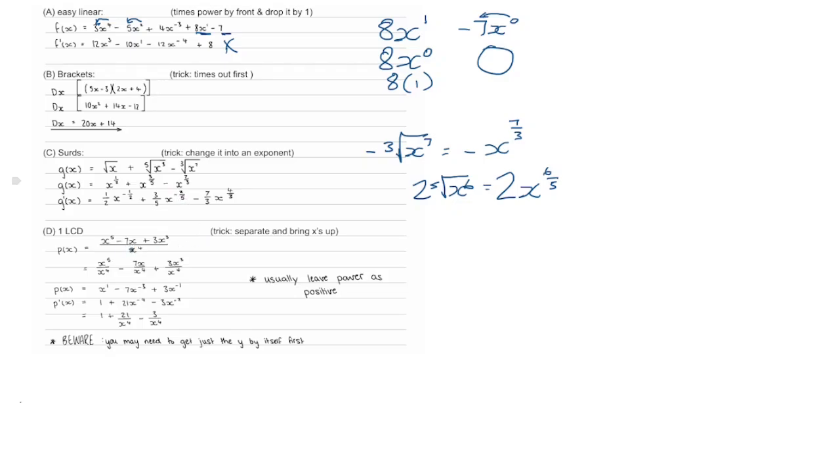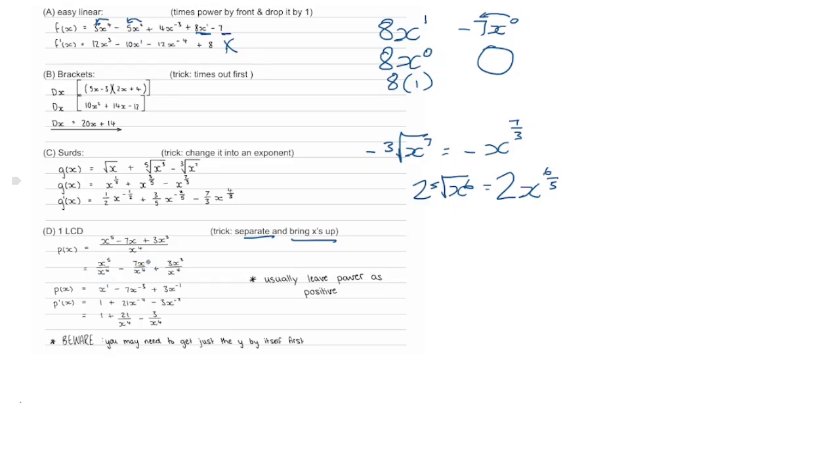Last one of these in this video is if there's one term in the LCD. And you find that a lot of people try and just cancel straight away what they can, or they try and do the first rule, times the power by the front, drop it by 1. But you need to make sure you separate them first. So I've put them each over x to the 4, and then you bring the x's up. So here I'm left with x to the 1.